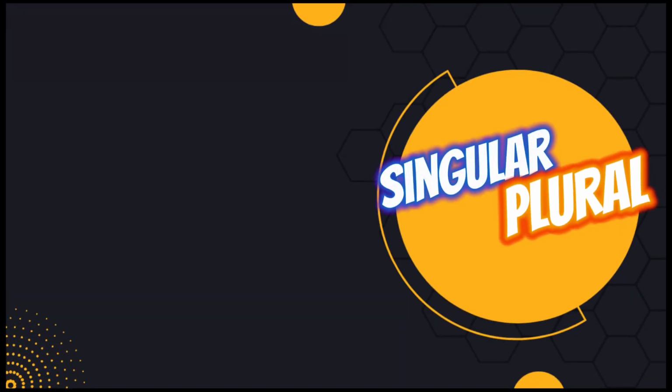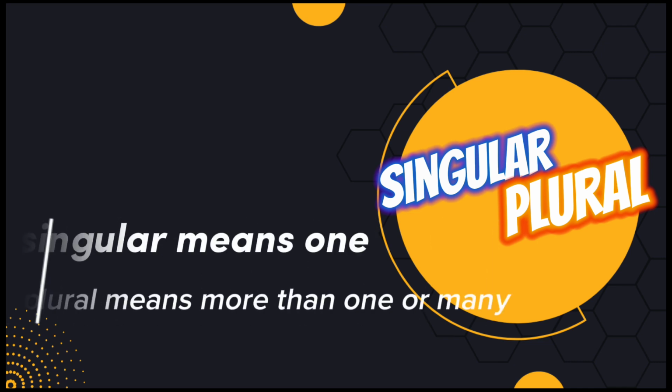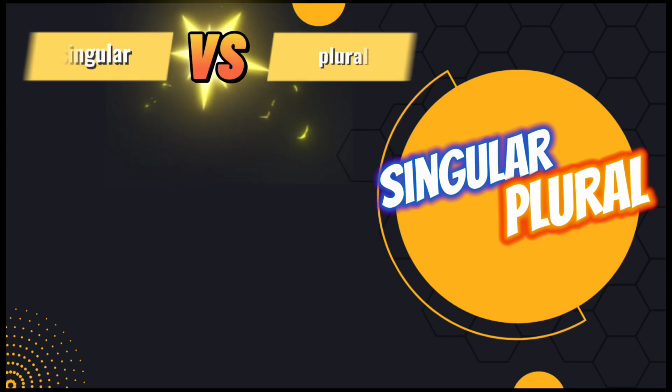I'm going to talk about singular and plural nouns. Singular means one and plural means more than one or many. So let's look at the board. This part is showing singular nouns. Remember, singular means one. So when the noun is singular, we put a or an.